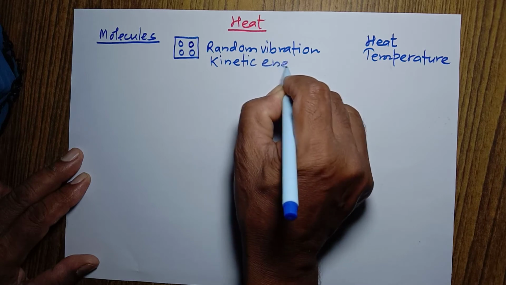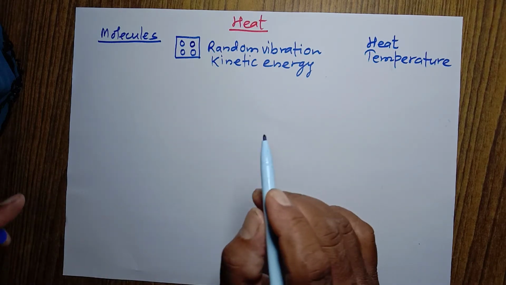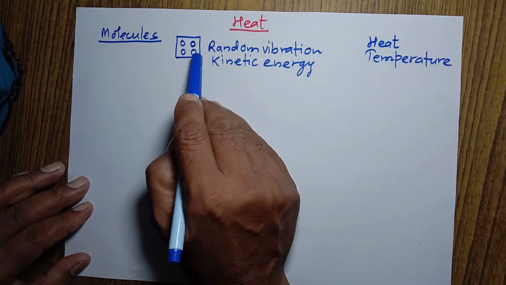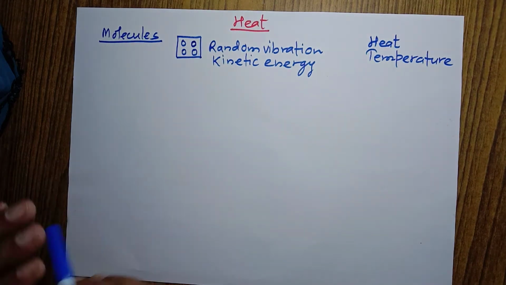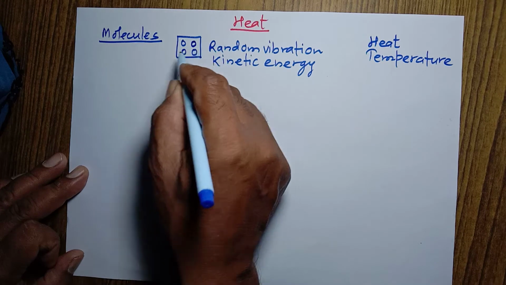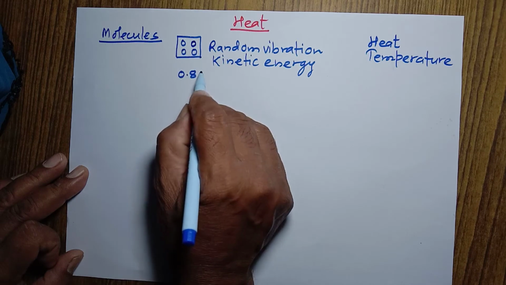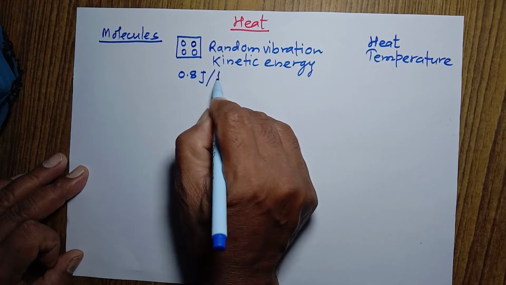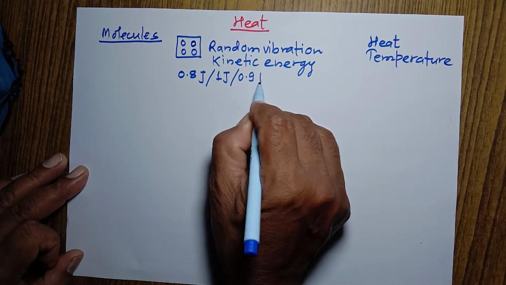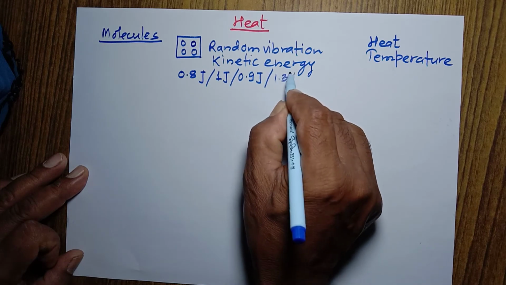Kinetic energy, whether it is moving faster or slow, it doesn't make any difference. Every moving body has kinetic energy. Since the molecules are vibrating, they also have kinetic energy. Now let's talk about the kinetic energy of each of the molecules. I have taken just 4 for comfort. Let's say first one contains 0.8 joule kinetic energy, and second one contains 1 joule. Third one contains 0.9 joule, and fourth one contains 1.3 joule.